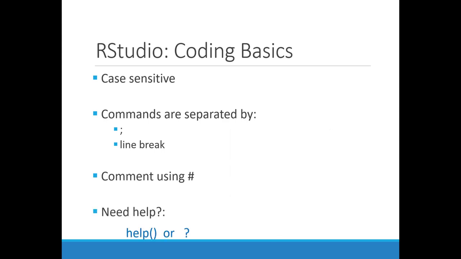And if you needed help and wanted to figure out what to do, a good way to ask for help would be to use one of these two different forms of calling for help. Help, and then in parentheses write down the function that you're trying to get help for, or use the question mark and then write the function after that. I'll show you how to do it once we hop on over to RStudio.